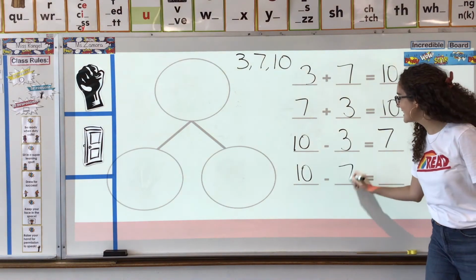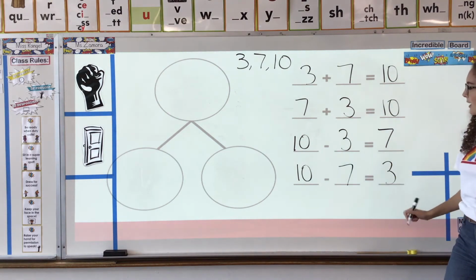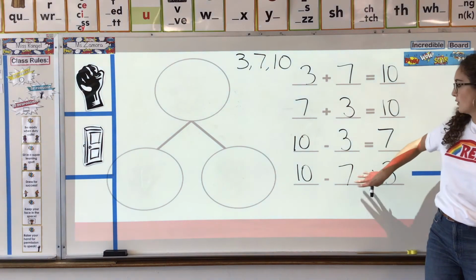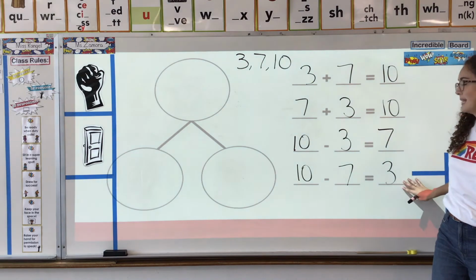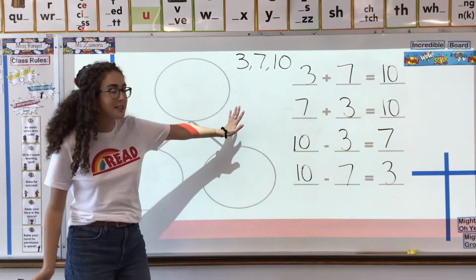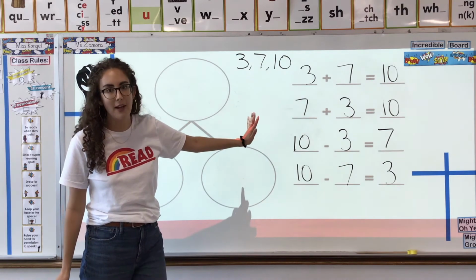10 minus 7 equals 3. We're just reversing our pairs to 10, because if we took away 7, we would be left over with 3. Awesome job creating your fact family.